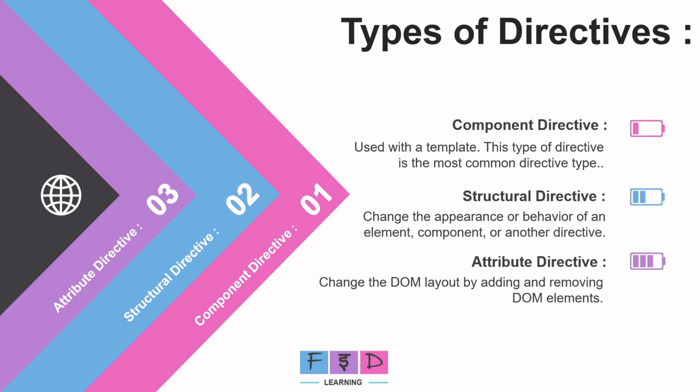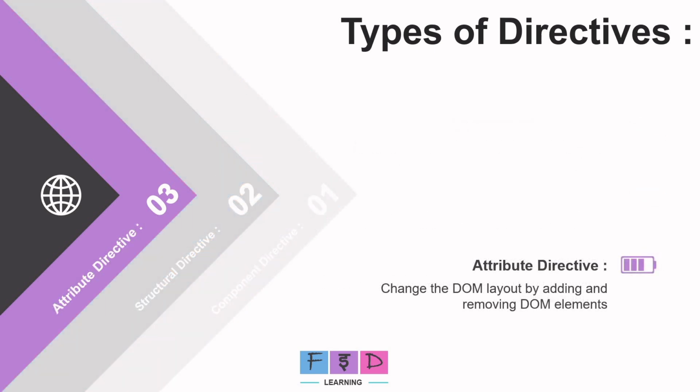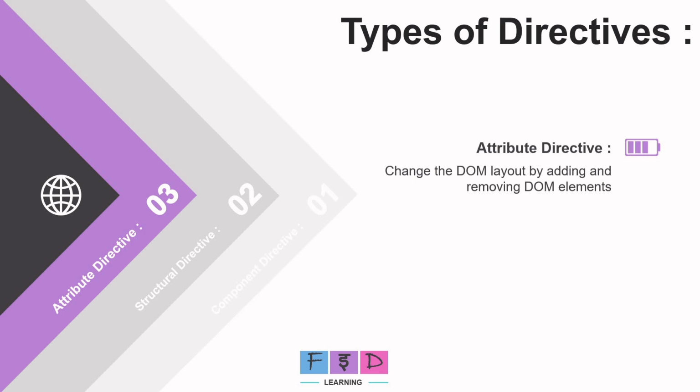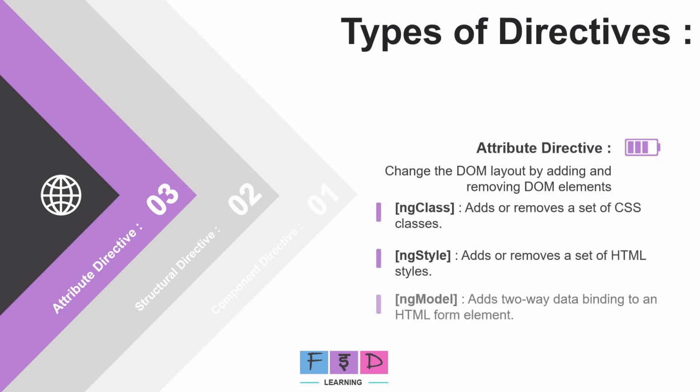Okay, now let's move on to the attribute directives. And in the introduction section, we covered the three types of attribute directives. First, ngClass, second, ngStyle, and third, ngModel. And we have already learned that ngModel enables two-way data binding to an HTML form element, which we understood while studying the two-way data binding concept. So now we will explore the remaining two types of attribute directives, that is ngClass and ngStyle.